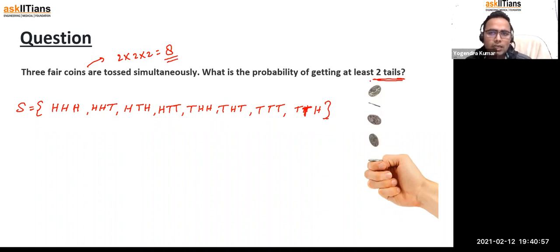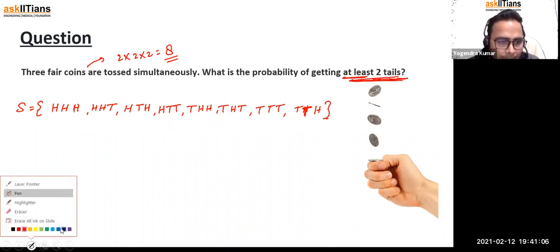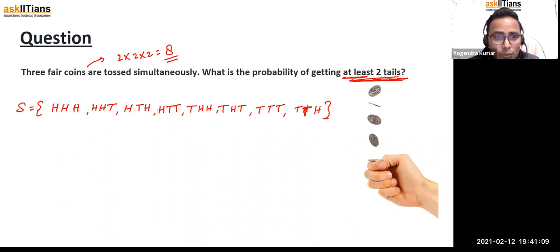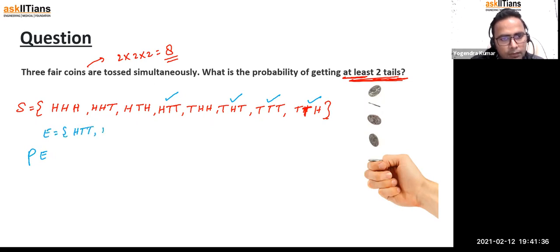Now they're telling at least 2 tails. Remember the word here, you need to underline at least 2 tails. So at least 2 tails, which cases do we have here? This is there, this is there, this is there, this is there. 2 tails we want. At least 2 tails means what? So probability will be what here? Okay, let me write down E also first here. So we can have HTT, THT, TTH, TTT.